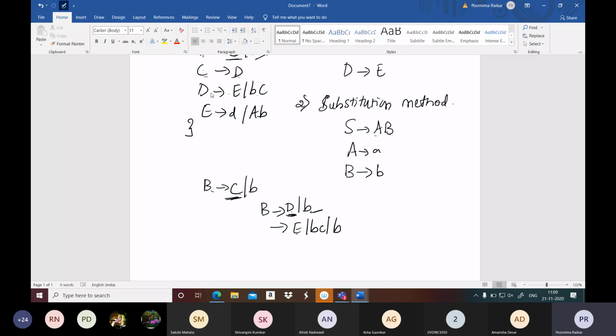So D can be substituted with E and BC. All the rules I have to substitute. So initially B with C is defined. C can be substituted with D. D can be substituted with E slash BC.